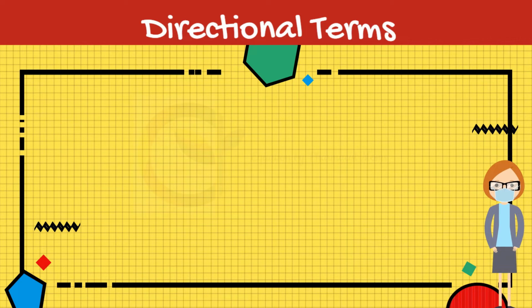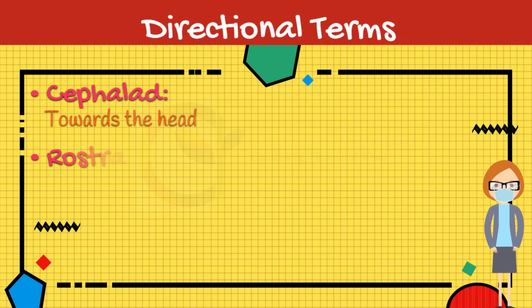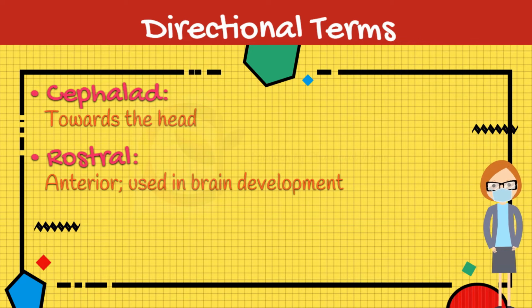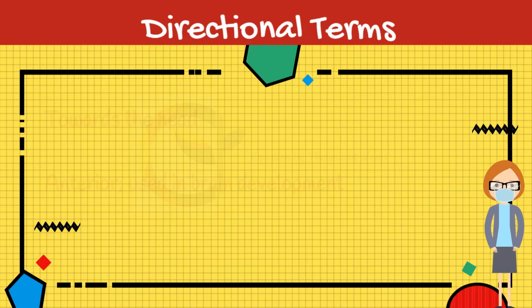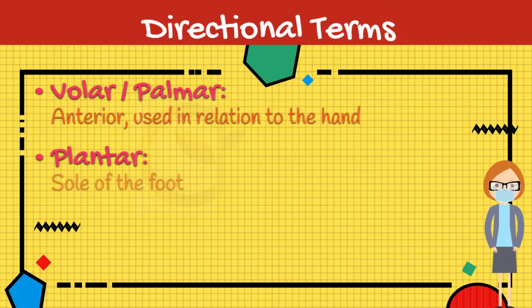There are some other older or traditional terms, which are still in use today. Some of these are particularly relevant in embryology and include cephalad, meaning towards the head, also known as craniad. Rostral, meaning anterior, used in brain development. Volar or palmar, meaning anterior, used in relation to the hand. Plantar, meaning sole of the foot.